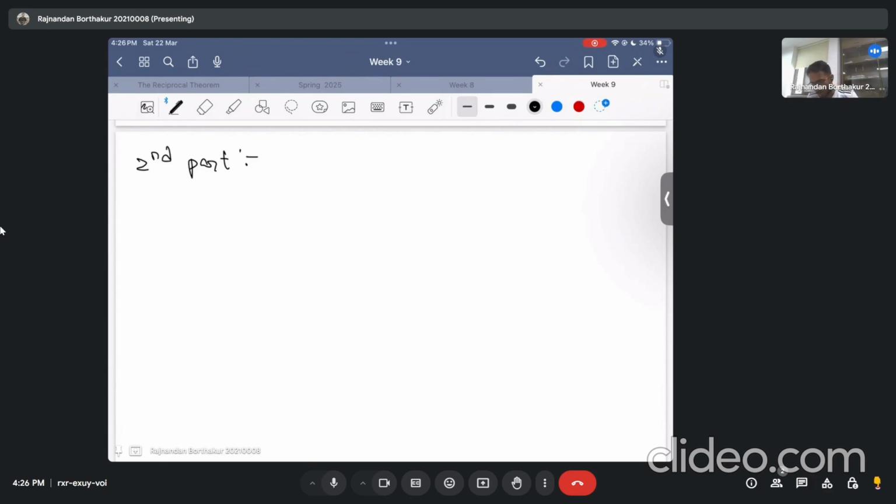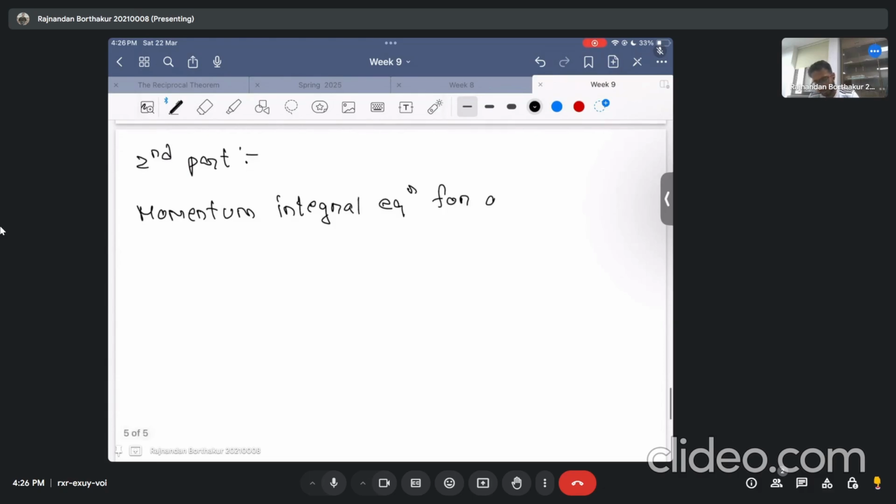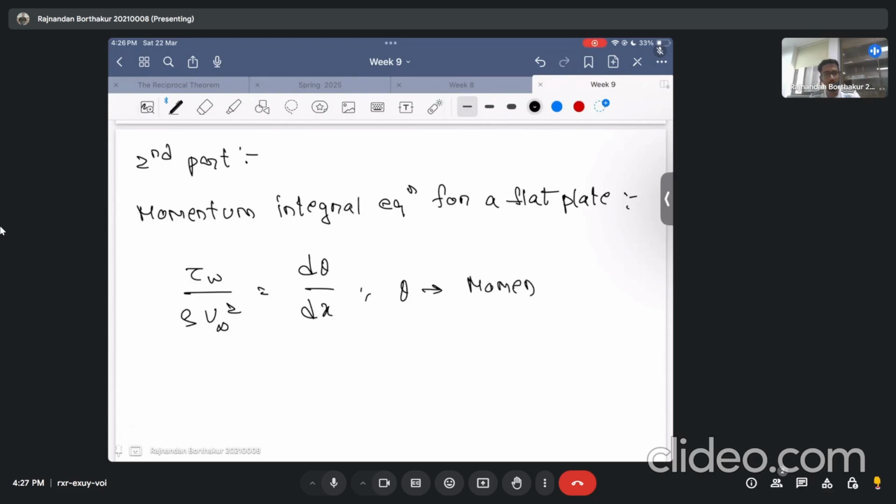Okay, so momentum. You did this proof in the theory classes. So the momentum integral equation for a flat plate, if you recollect, is tau w, that is the wall shear stress, by rho u infinity square, equal to d theta by dx, where theta is known as your momentum thickness. And this is one of the results of von Karman's analysis.